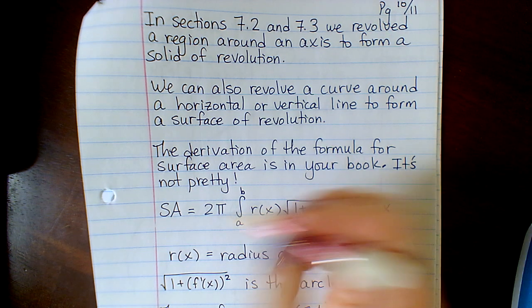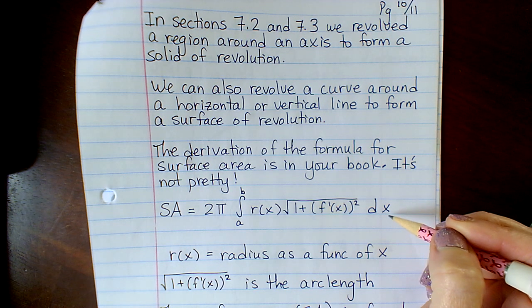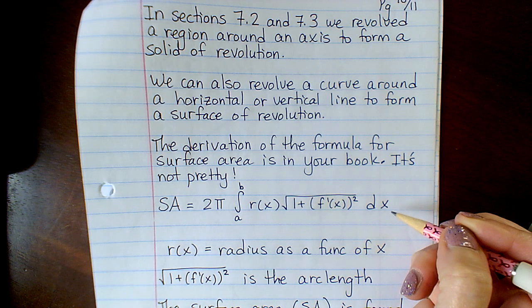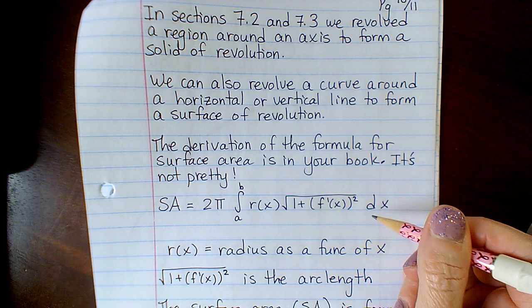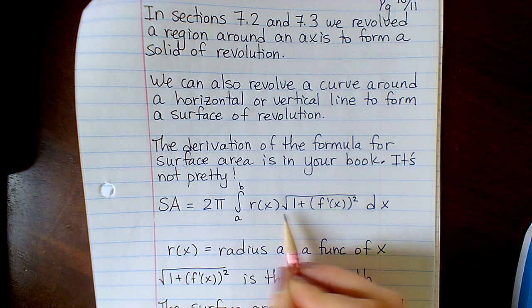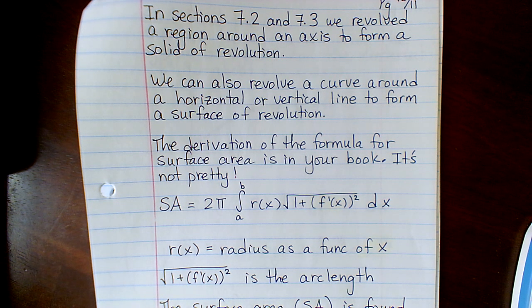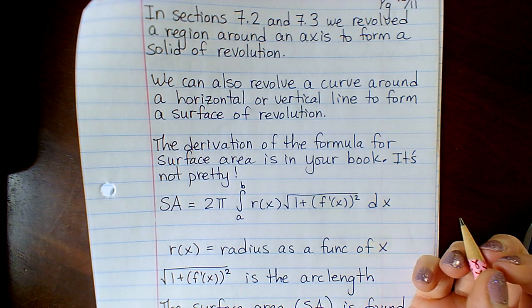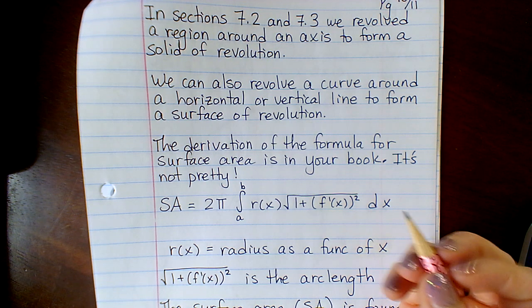The derivation for this surface area formula is in your book. It's not pretty. I love to derive formulas for you and show you where they come from, but it's not pretty. Of course, it uses the arc length formula, but it really comes from using a whole bunch of little cones, little frustums, and adding up all those little tiny baby surface areas. So that's where it comes from.